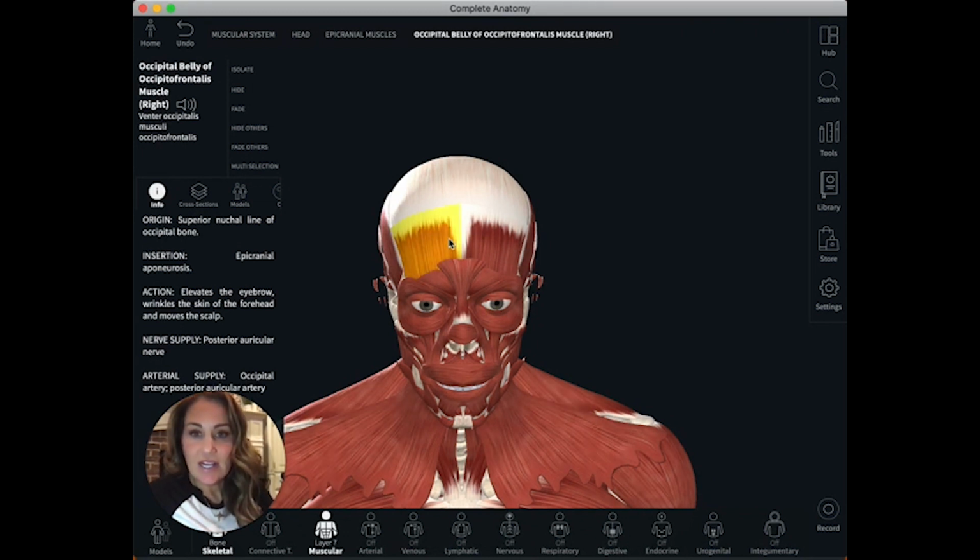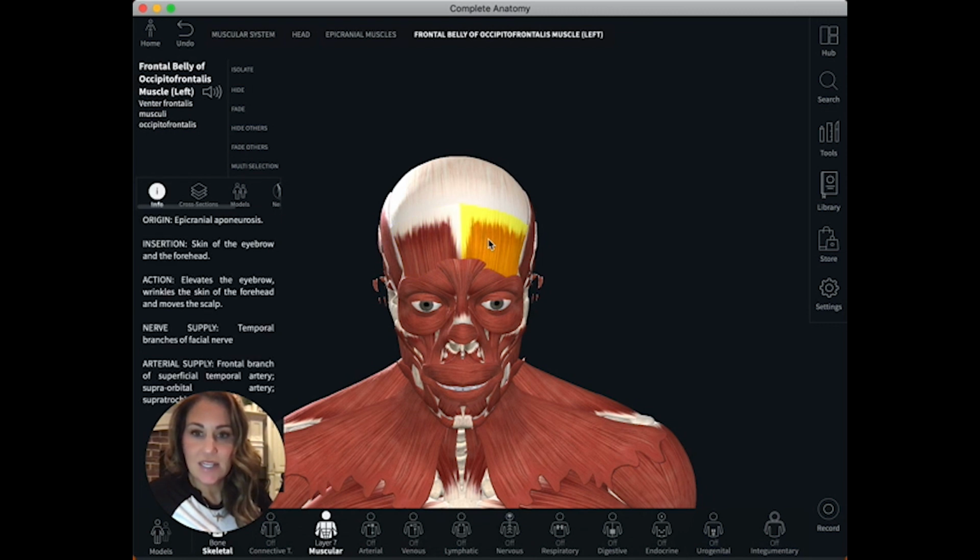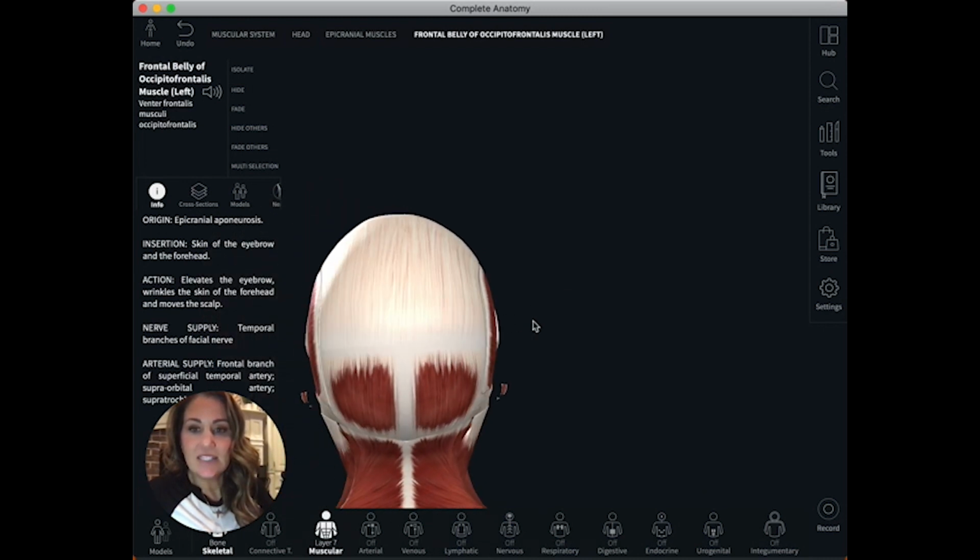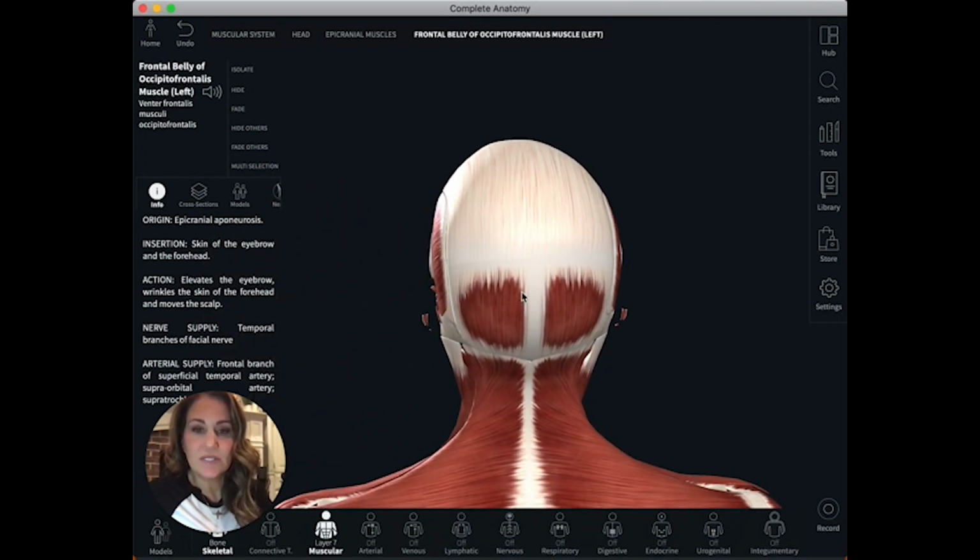So the frontalis muscle, when it contracts, it's going to draw your scalp forward, almost in a scowl. And the occipitalis is going to do the opposite. It's going to draw your scalp backward. So other than raising my eyebrows, which the frontalis can do, the occipitalis apparently has that action as well.